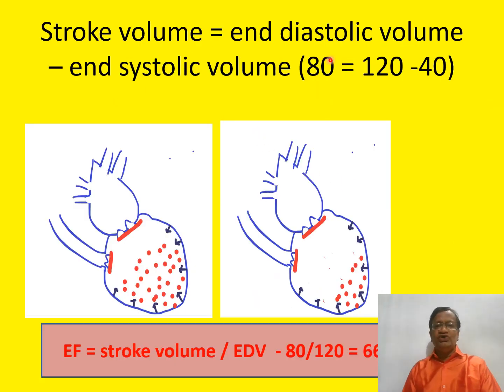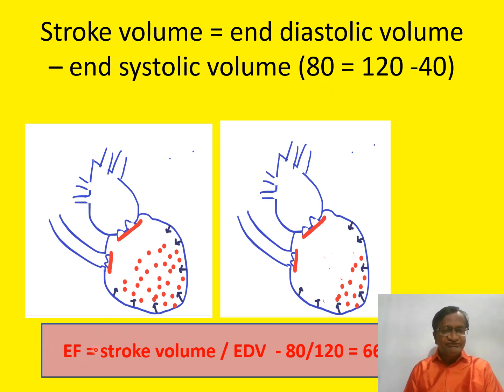Now the stroke volume is end diastolic volume minus end systolic volume. So at the end of diastole, there is so much volume. Now the heart is pushing, and this much is left. So 120 becomes 40. So 80 is out. That is the stroke volume.